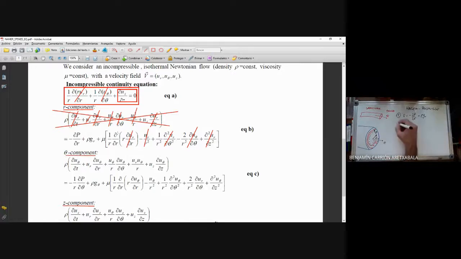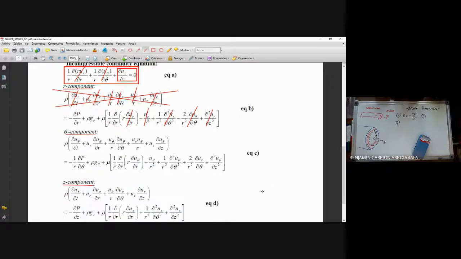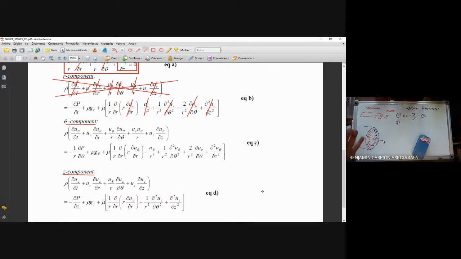Okay, let's do the same for the theta. Any questions so far? Is this too confusing? Is this too simple? Any comment?